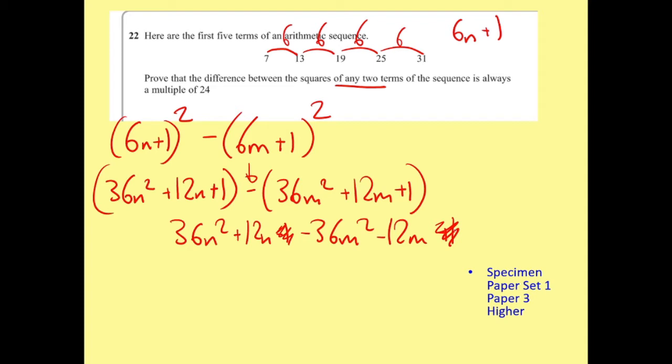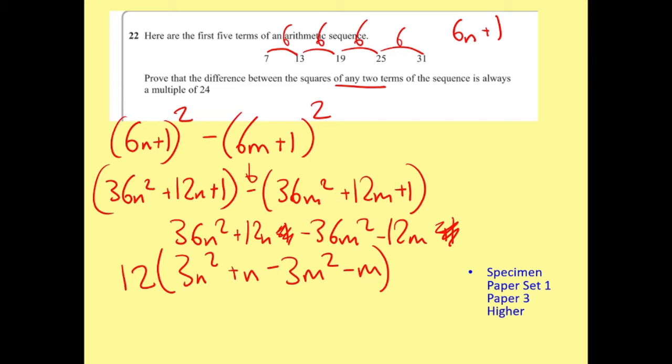Okay. So I've got this. And then normally what we try to do is factorise out 24. But we can't factorise out 24. So let's try and factorise the biggest number we can, which actually happens to be 12. So 12 goes into 36 3 times. So I've got 3n squared plus n minus 3m squared minus m. So I know that this now is a multiple of 12, but that's not 24.